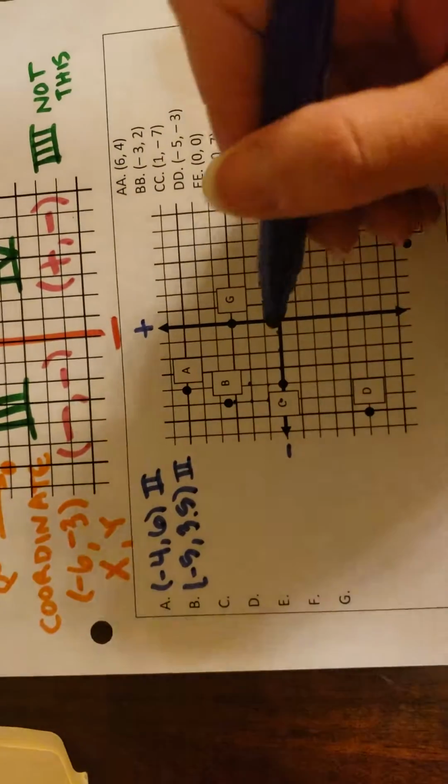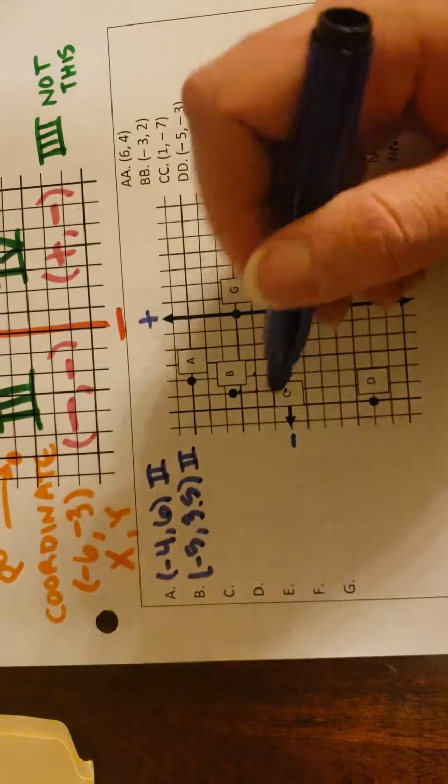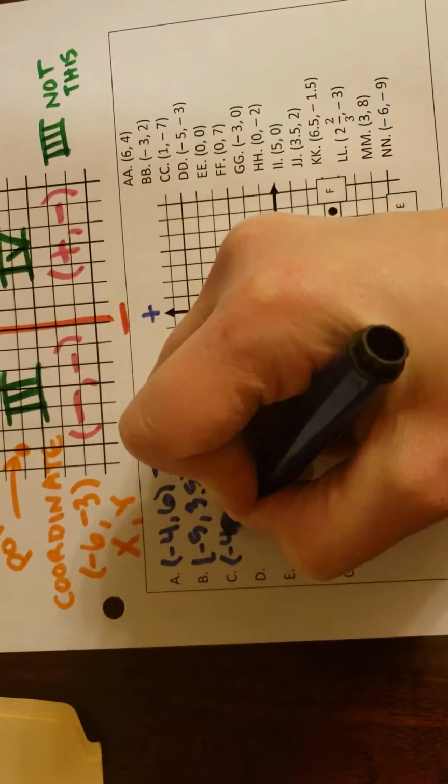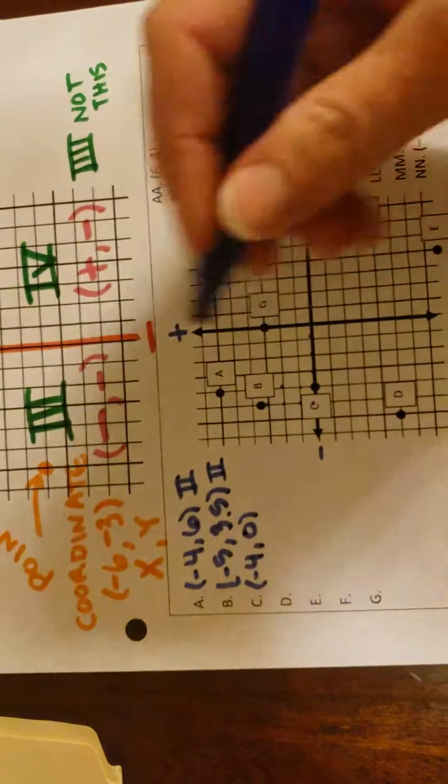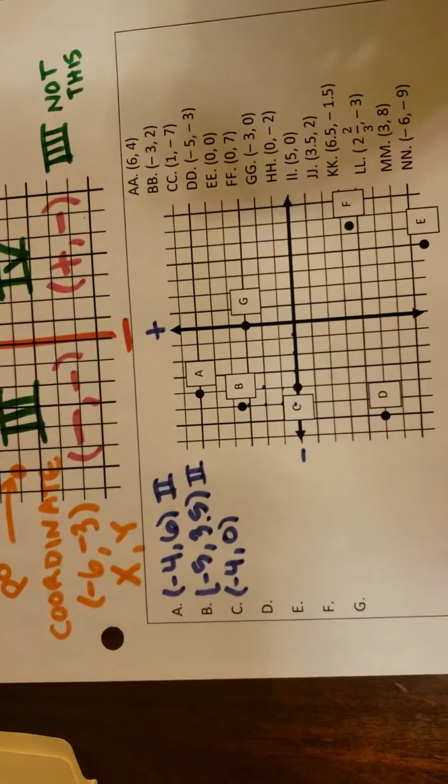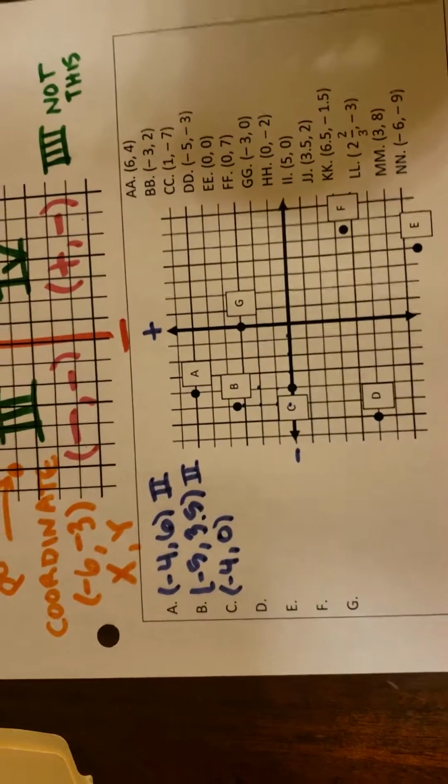Okay. C is 1, 2, 3, 4 to the left. And then no movement up or down from the x-axis. So it gets a 0 for the second part.